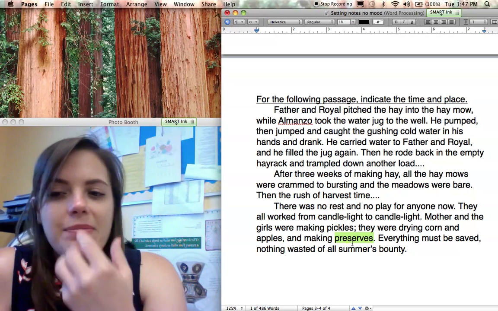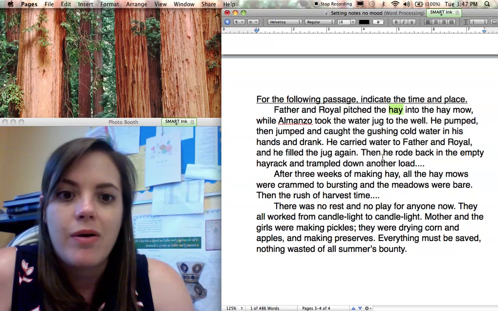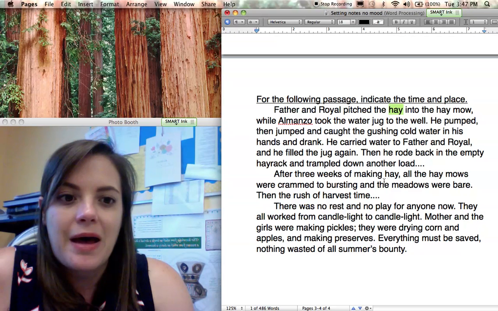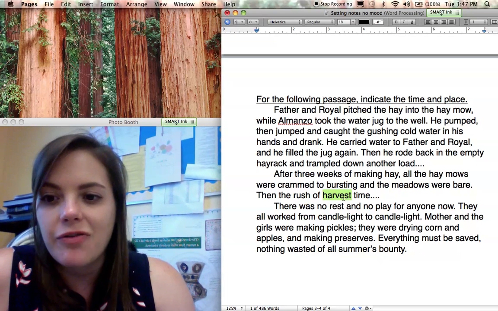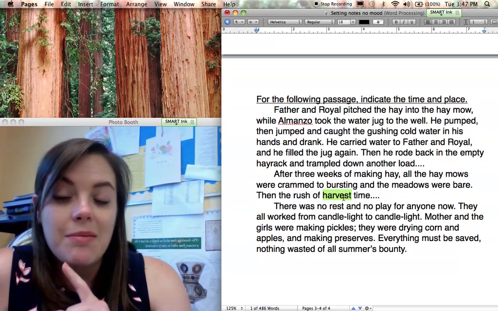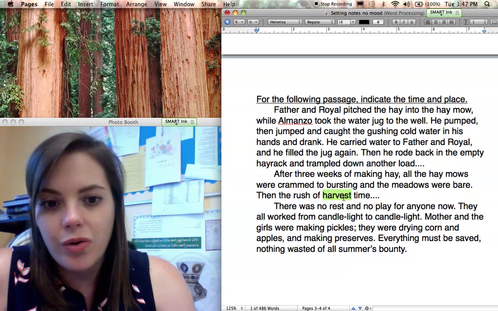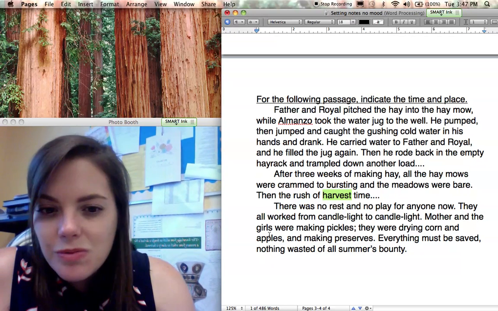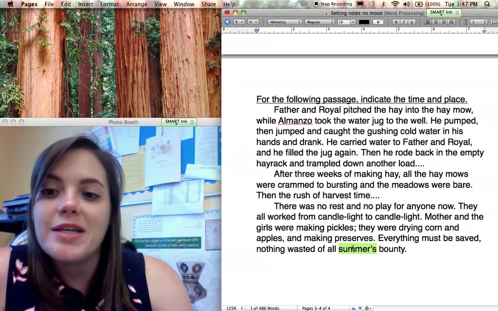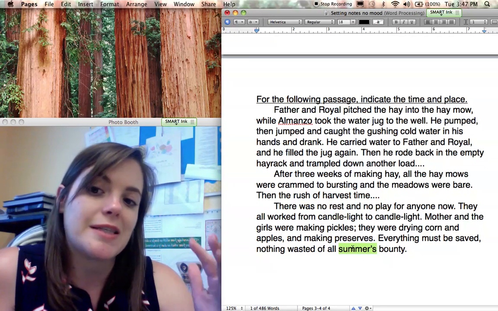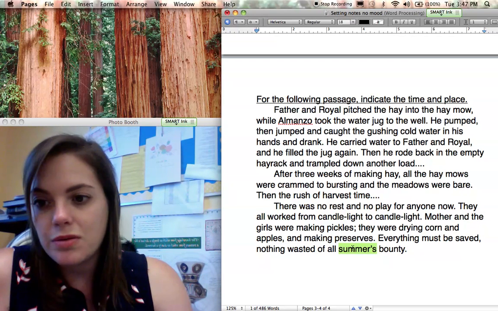Now, place: I probably would have said a farm, right? They're pitching the hay into the haymow. They talk about their meadows. They talk about harvest. It definitely sounds like a farm. Now, for time of year, which I told you could also figure out, I probably would have said end of summer or early fall. We have apples, which we associate with coming around in the fall. They say they don't want to waste summer's bounty, so it sounds like summer has ended or is ending, and they're trying to save everything before it gets cold.